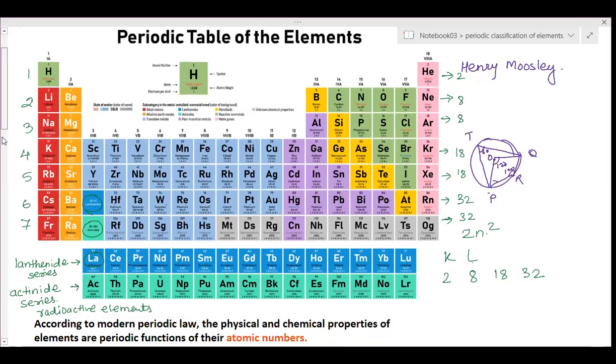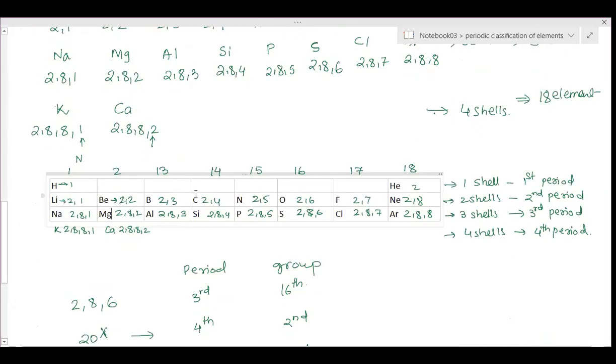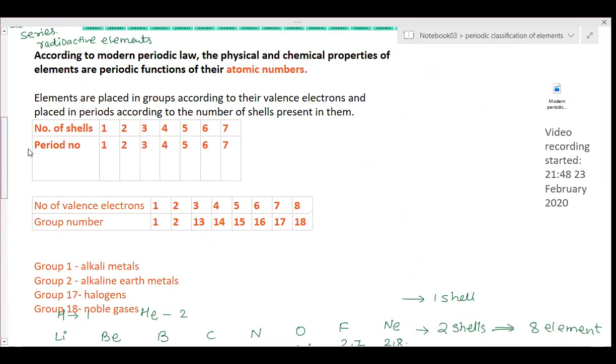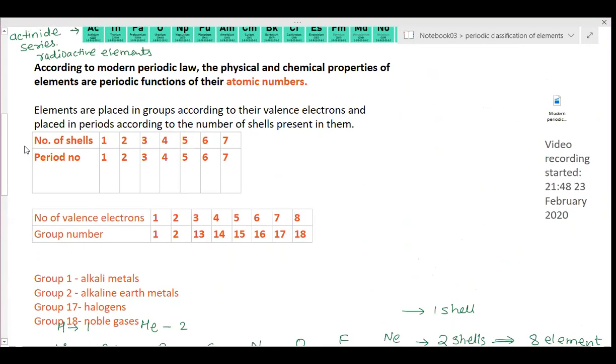Therefore, whichever have three valence electrons are placed in 3 plus 10, the 13th group. 4 valence electrons are placed in the 14th group, 5 valence electrons in the 15th group, 6 valence electrons in the 16th, 7 valence electrons in the 17th group, 8 valence electrons in the 18th group. But helium has 2 because it is a K shell, and the duplet is complete. Therefore, whoever has a complete duplet or octet is placed in the 18th group. So the number of valence electrons represents the group number and the number of shells represents the period number.